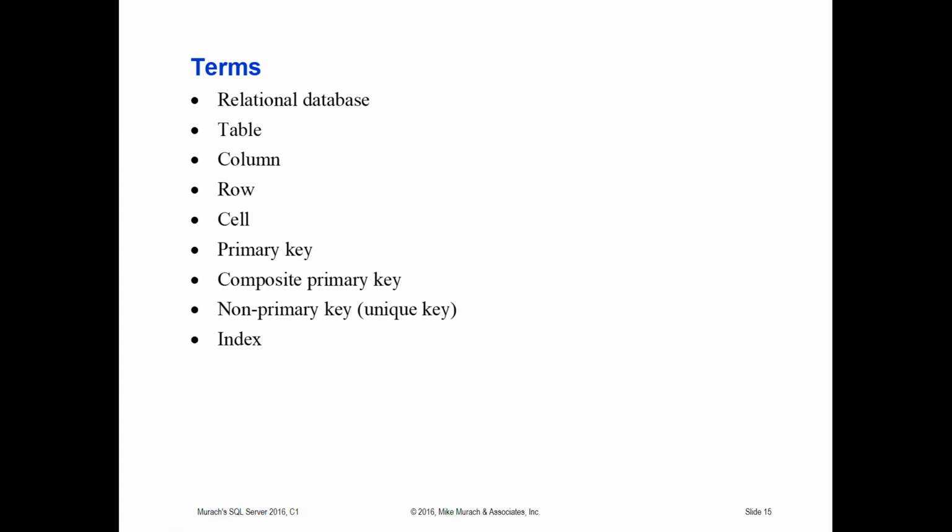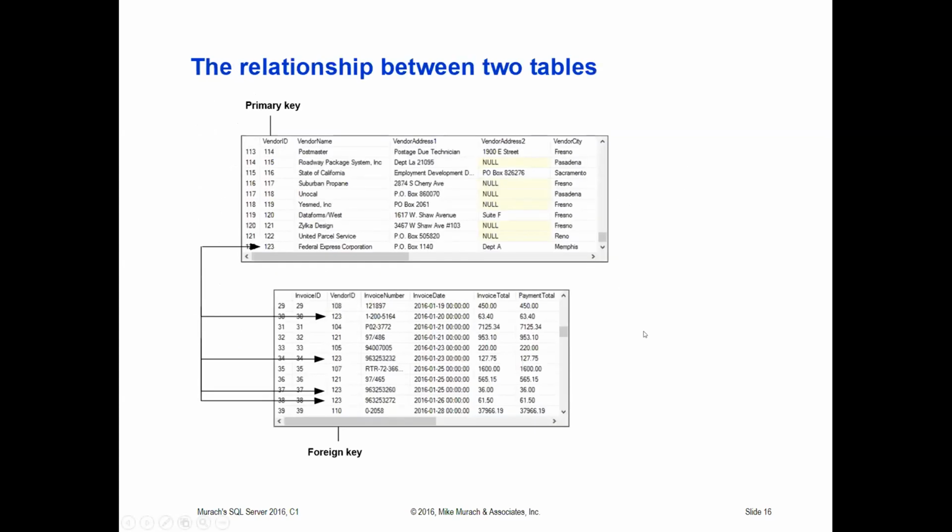So good point. Now we could also have a non-primary key, and we could call that a foreign key. So I might have a key into another table. We'll look at that. And then an index is something that's built behind the scenes by the database management system to make things easier to access.